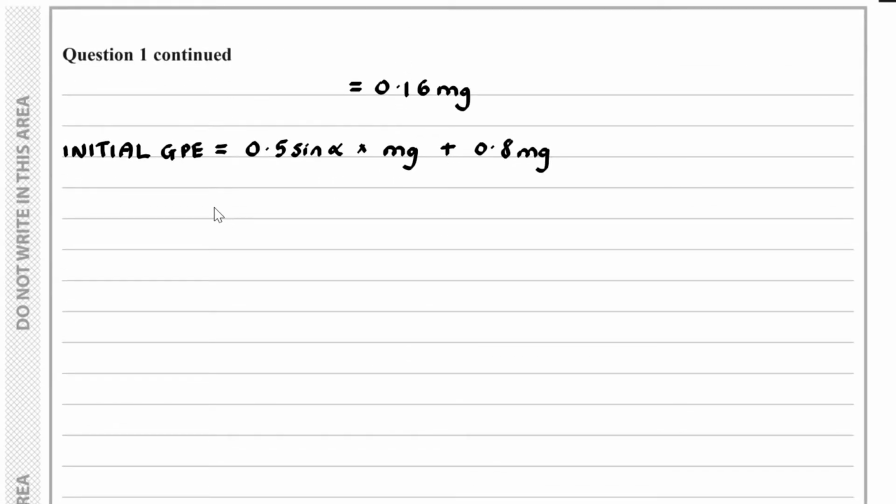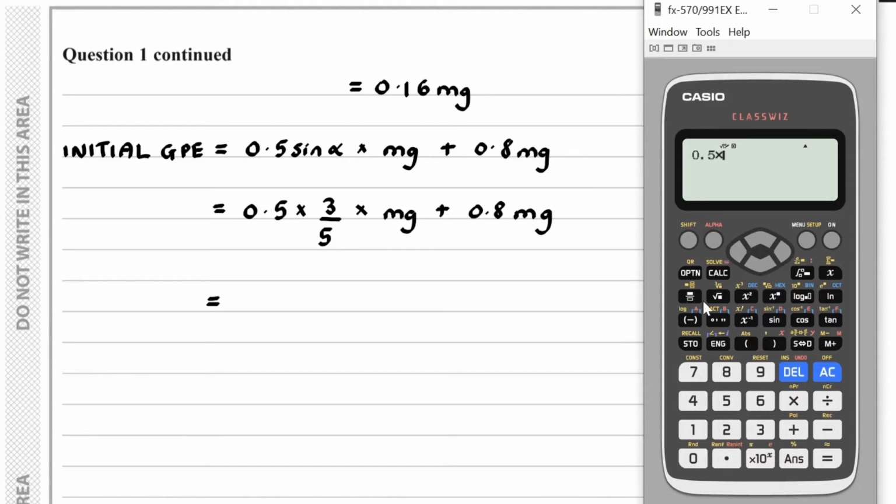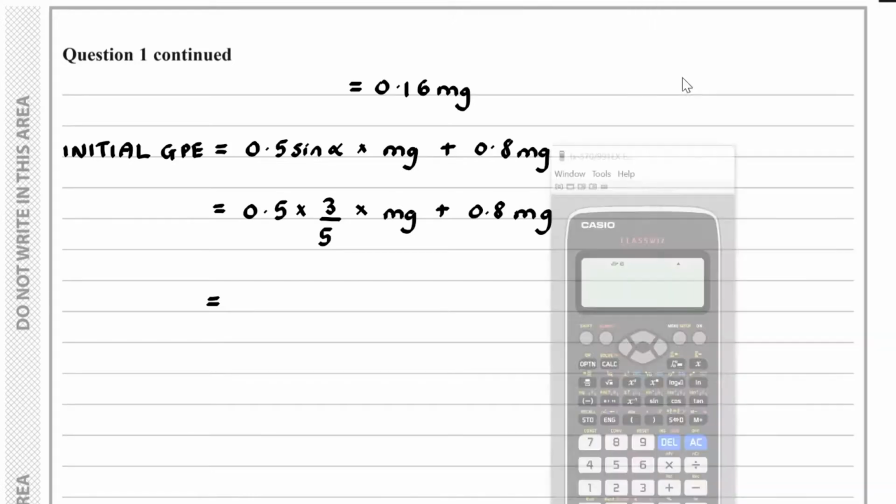And so if I work all of this out, knowing that sine alpha is equal to 3/5, we have 0.5 times 3/5 times mg plus 0.8 mg. It turns out, working this out, we would get 1.1 mg.